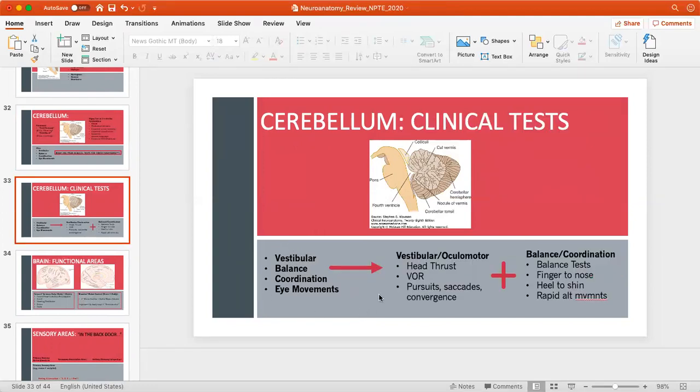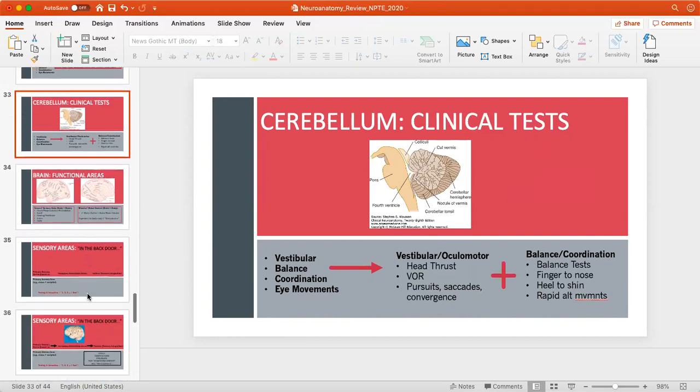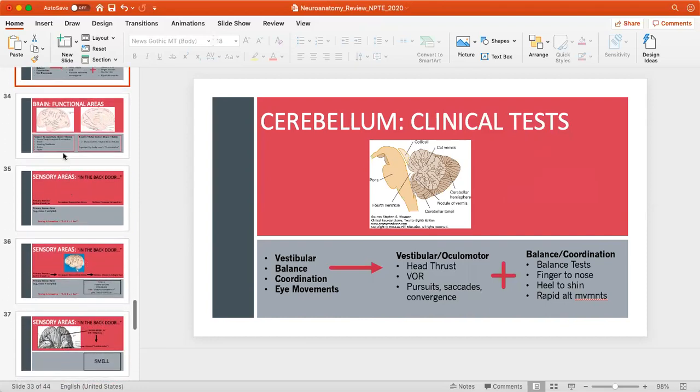So clinical tests for the cerebellum: you could assess different things in relation to vestibular or oculomotor function. Some peripheral vestibular tests versus more central vestibular tests are going to help you rule in or rule out cerebellar dysfunction. Balance and coordination tests are going to help you assess cerebellar function or dysfunction, depending on what you're seeing as a lesion or presentation.